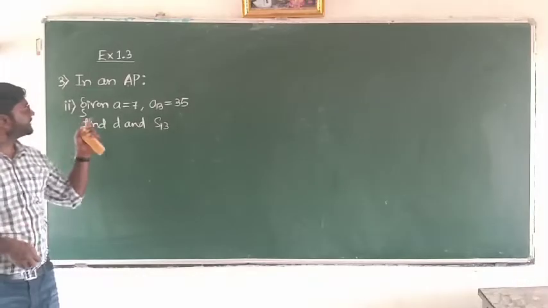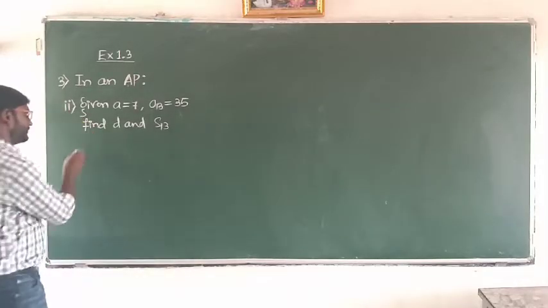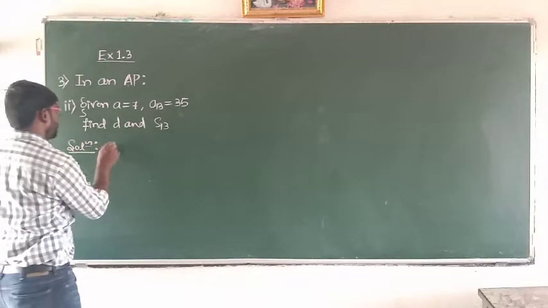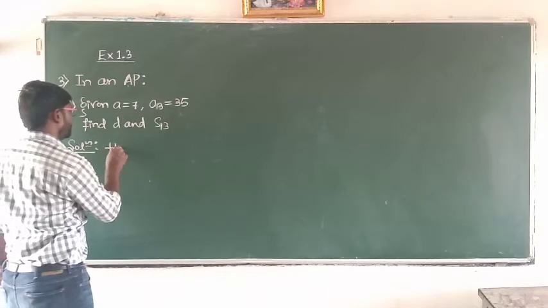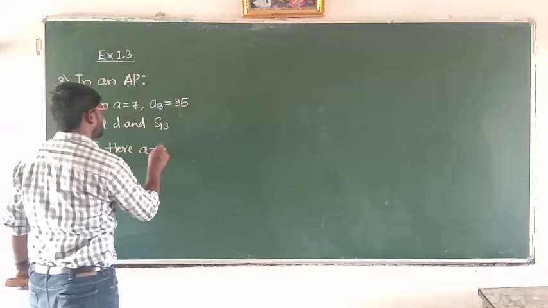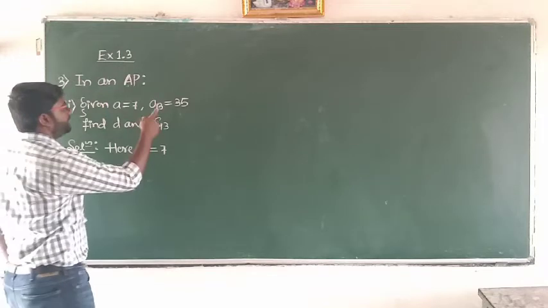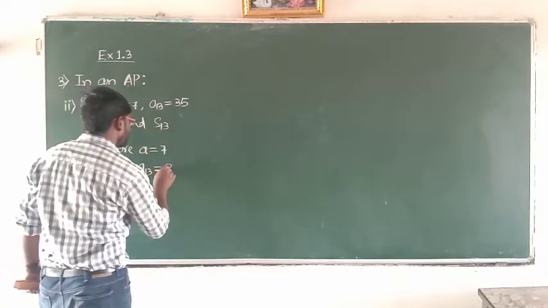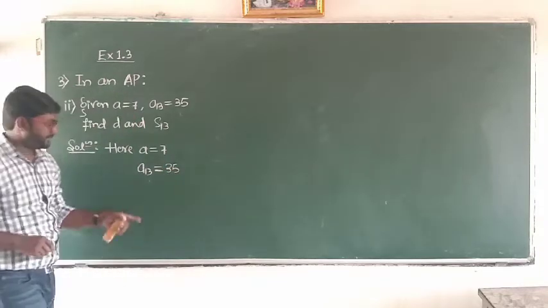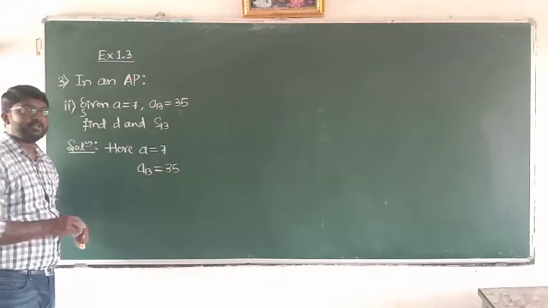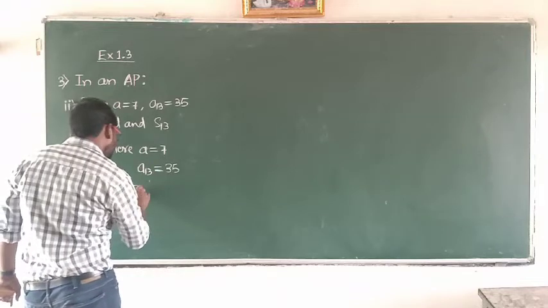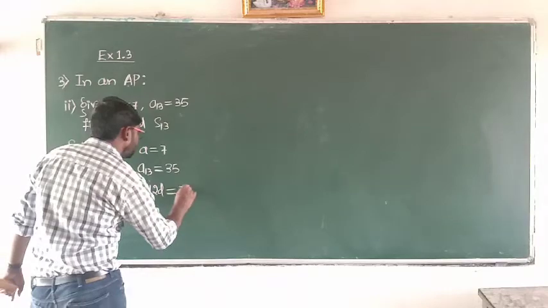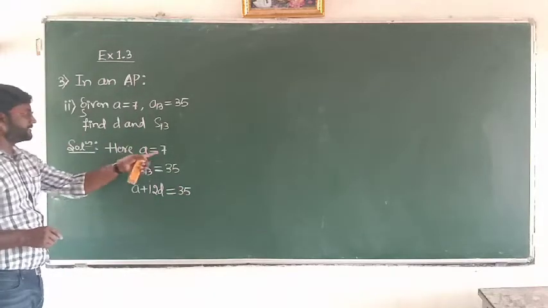Okay, let us solve the second question now. First we will write the given data. A is equal to 7 and A13 is equal to 35. Now A13 can be written as A plus 12D, which is equal to 35. What is A here? A is 7.